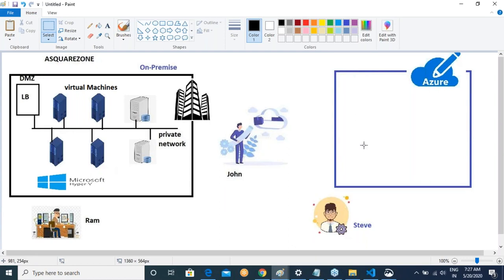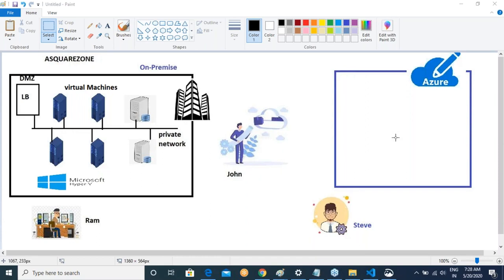Hyper-V to Azure. So what Steve will be doing is, Steve will first create an assessment report and share that assessment report with both John and Ram. Okay. So once these guys are okay with that, the costing and everything gets approved, then they will proceed with the migration, and we will continue this story.